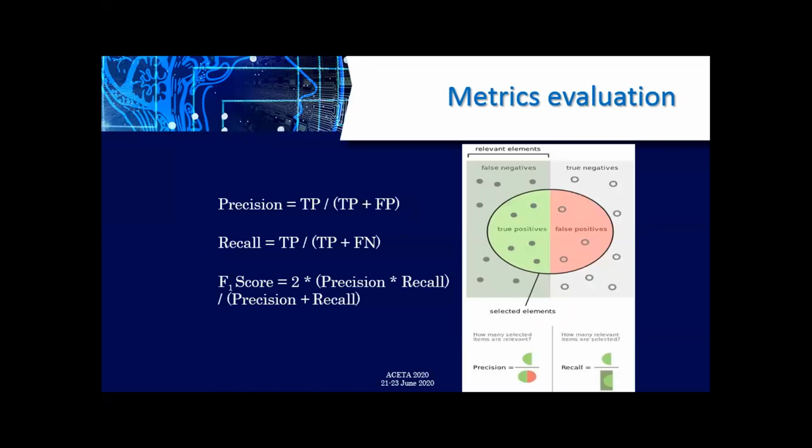To know the performance of a given system, it is necessary to calculate precision, recall, and F1 or F-score. Precision equals true positives divided by true positives plus false positives. Recall equals true positives divided by true positives plus false negatives. And F-score is a harmonic mean that can be calculated from precision and recall.